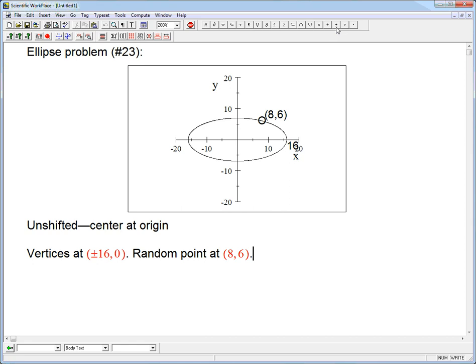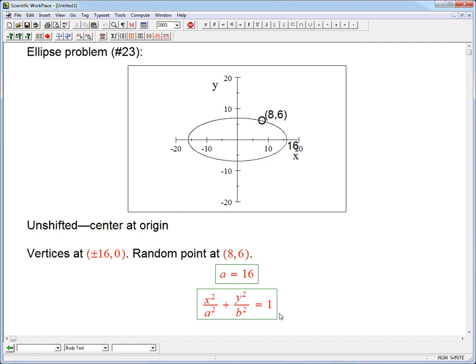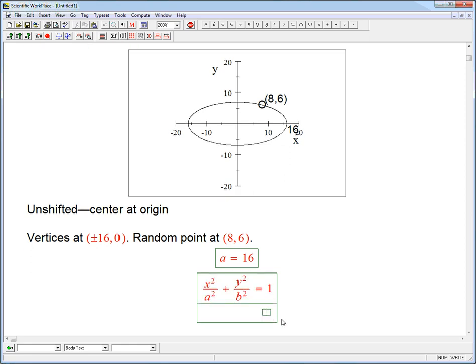So we know from that vertex being at 16 that a is going to be 16. Okay. And then what do we still need? Well, we know that the standard form is x squared over a squared plus y squared over b squared equals 1. And so we can put in the 16 squared. And I tend to not evaluate that kind of thing unless I really have to, because sometimes there's nice simplifications and cancellations. And so we need to know b.